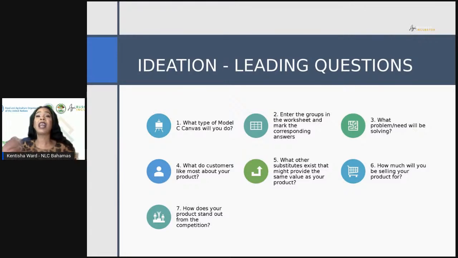What do customers like most about your product? For many farmers or for many beekeepers, their honey is sweeter than any other honey, right? And their customers will tell them, I can't buy honey on the shelf that tastes like yours. So we know here in the Bahamas that we have some of the best quality honey. What do our products value about our honey? What do they value about our peppers?